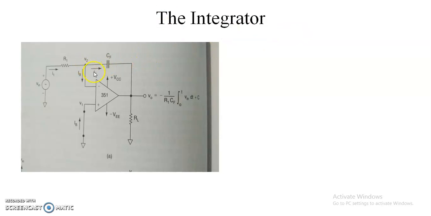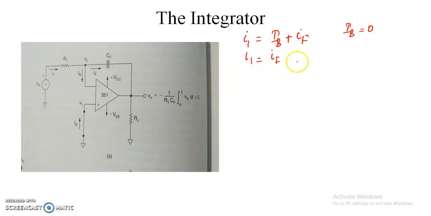We can obtain an expression for the output voltage by using Kirchhoff's current law at the node V2. By using the current law, we can write the input current I1 equal to IB plus IF. But by the assumption that no current will flow into the operational amplifier, we can choose IB as 0 or negligibly small. So I1 equal to IF.